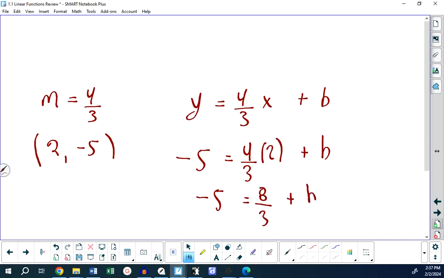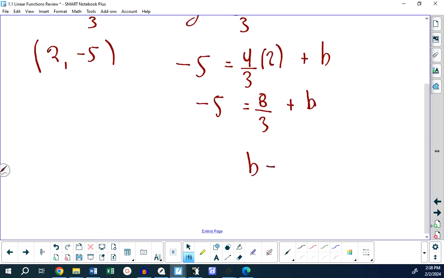Well, now I got to figure out what -5 minus 8/3 is. It's not that bad. It's -23/3. Let me just double check that. It's -23/3. So then you would say y equals my 4/3 x minus 23/3, but I want to get it into standard form, so now I have to multiply everything by 3. I think this is more work.